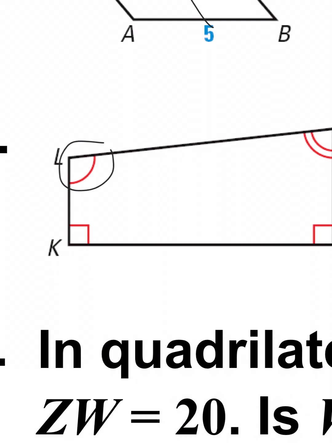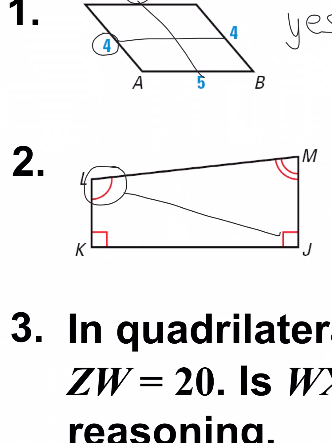So let's check L. What's opposite of L? J. Are those the same? No. That breaks it right away, right? So this is not a parallelogram. Also, by looking at that, can you tell that it's not? How can you tell by just looking at it? Looking at parallel sides.